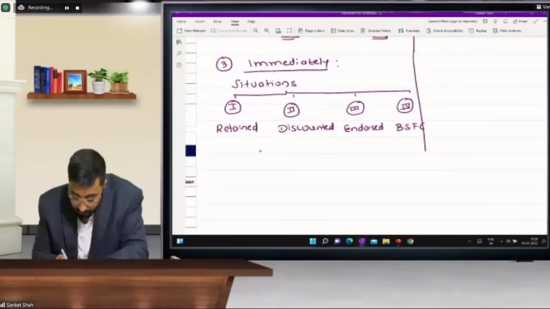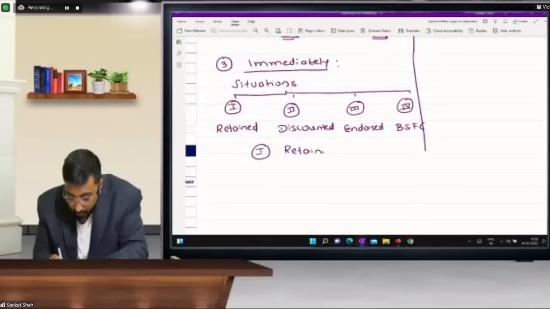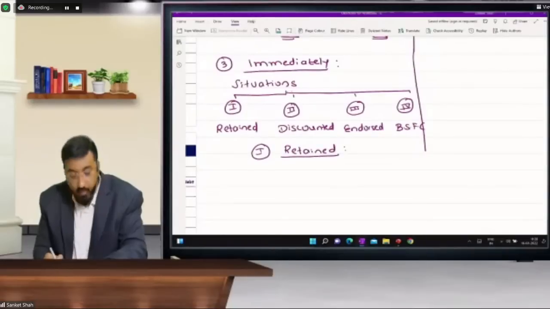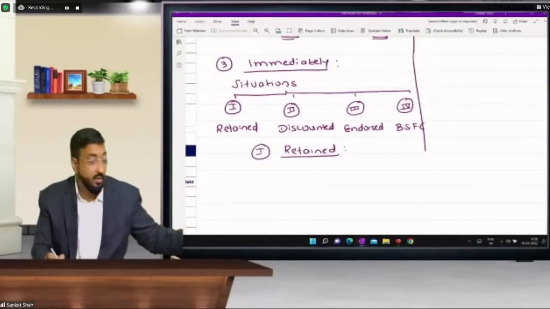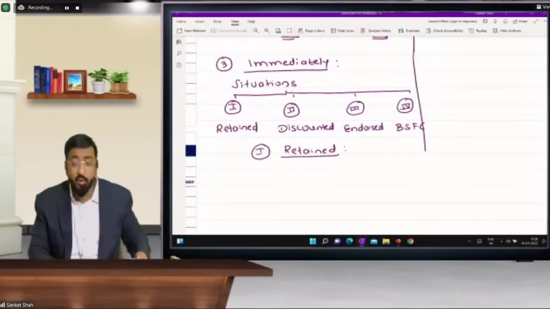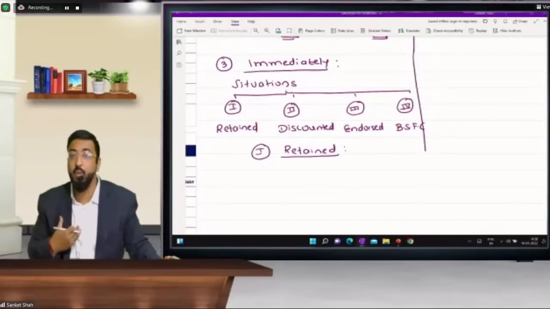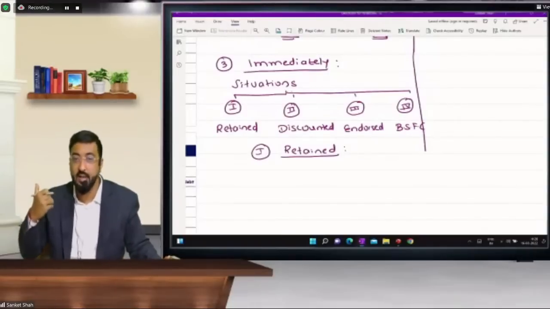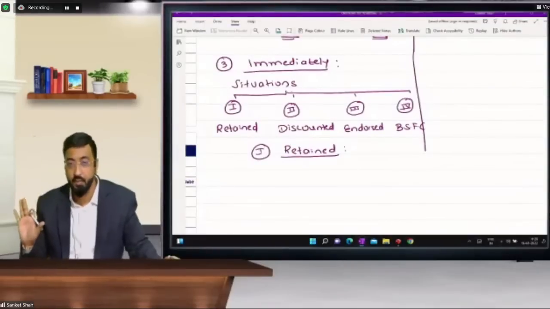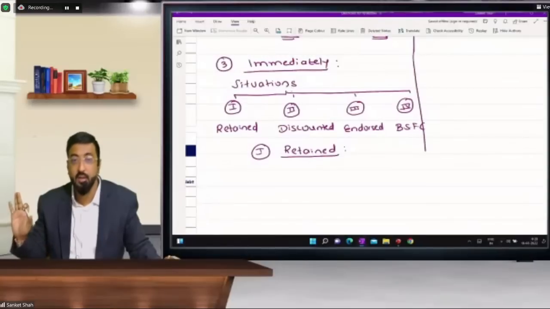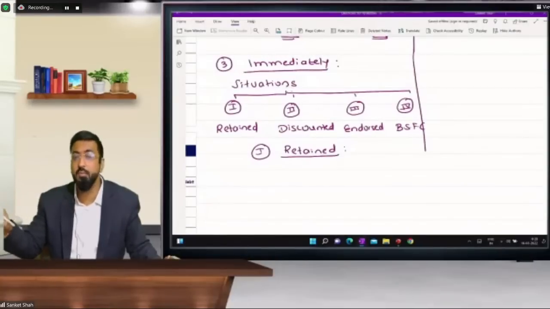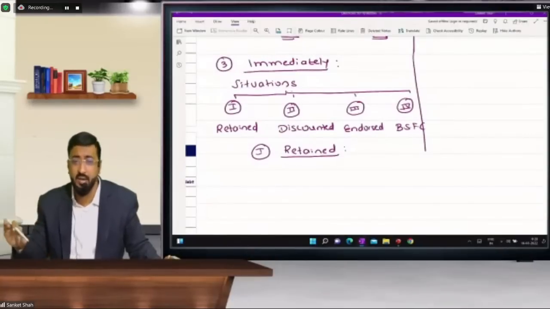Number 1, retained. Sir, what is retained? Retained means you have done nothing with this bill. You received the bill. I am Y. I am receiving it from X. I received the bill from X and I just kept it in my cupboard or in my drawer. So I just kept it with me. Retained. So I can't pass an entry.